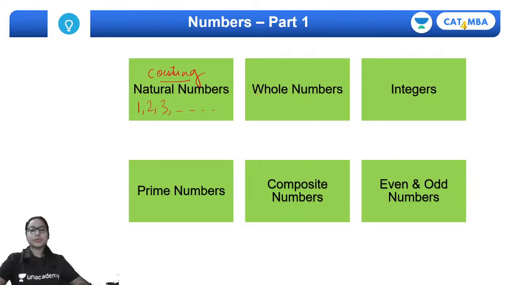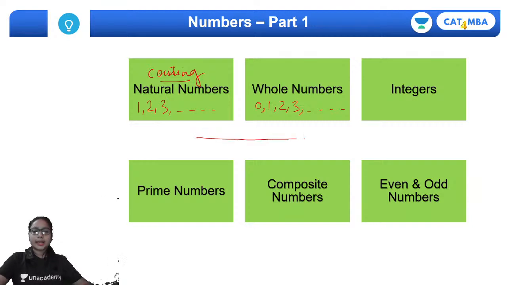Now what are whole numbers? If I add 0 to the list of natural numbers, they will become whole numbers. So whole numbers are the counting numbers if I start from 0. So 0, 1, 2, 3, 4 and so on. These are the list of whole numbers.